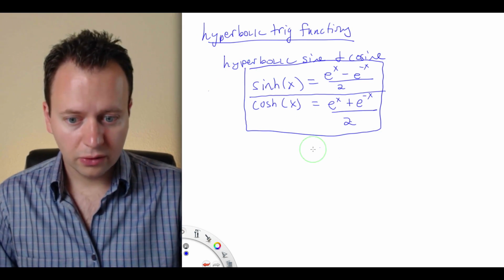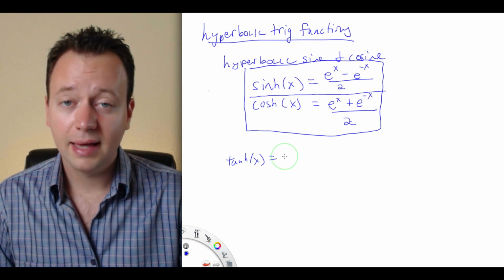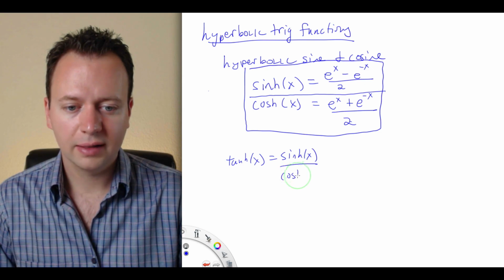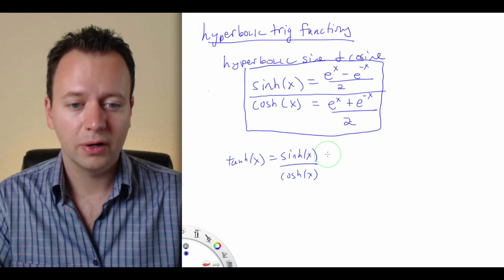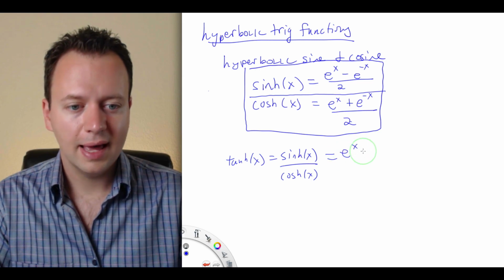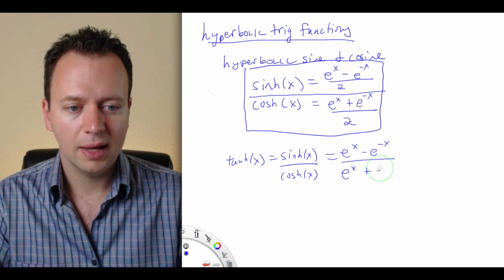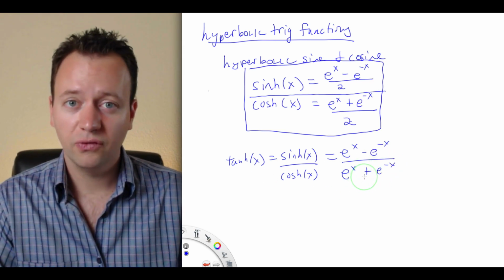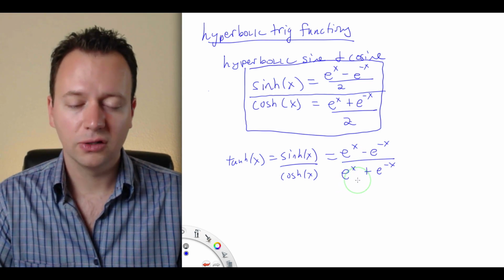We can define tanh of x as sinh of x over cosh of x, the same way that the tangent function is defined as sine of x over cosine of x. Or we can write e to the x minus e to the minus x divided by e to the x plus e to the minus x. The limit as x goes to infinity, as you can verify, is 1. The limit as x goes to minus infinity is minus 1.